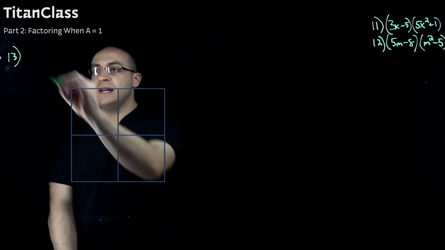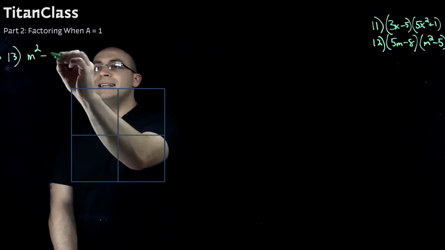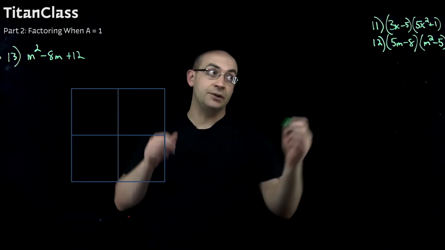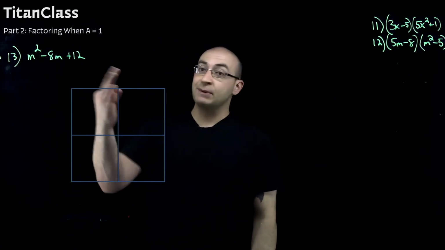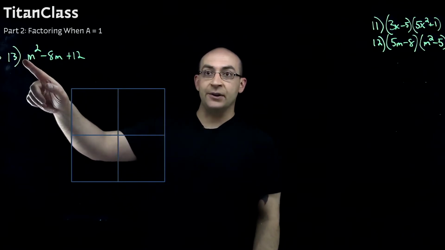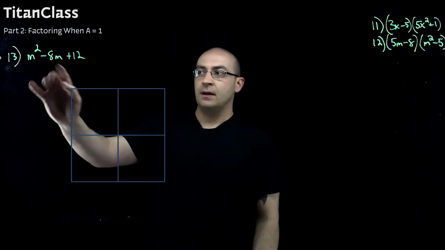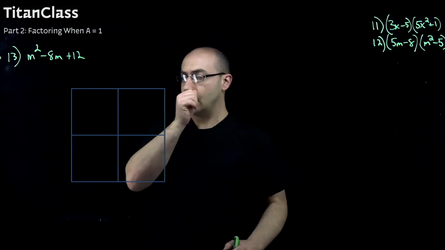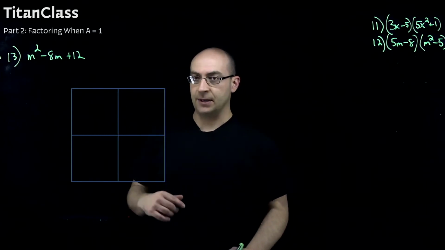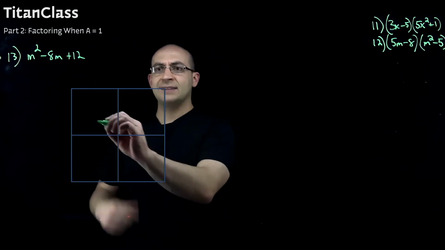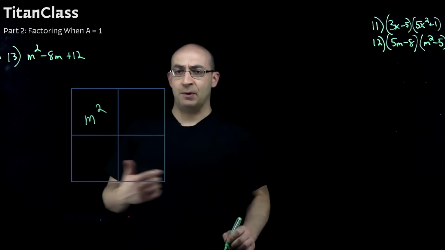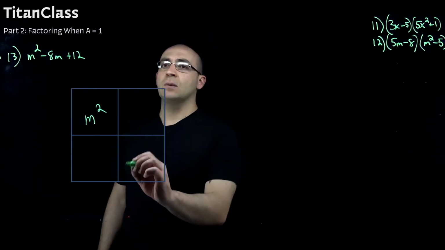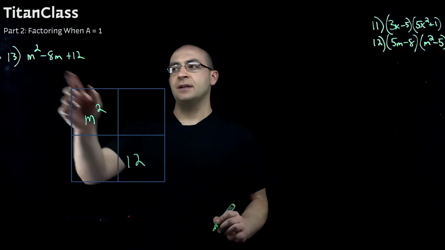13 is going to be m squared minus 8m plus 12. So we got a lot of differences here from the previous sets of problems we did, right? I've got 3 terms now, not 4. Initial value is 1, meaning a is 1. So we're still going to use our area model with our boxes. The first box is going to be that first term with its highest exponent. The last term is going to go in the bottom right-hand corner box. These 2 empty boxes is what we have to figure out.